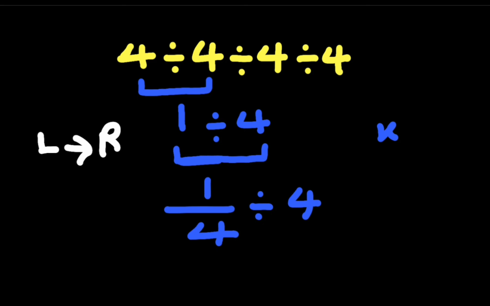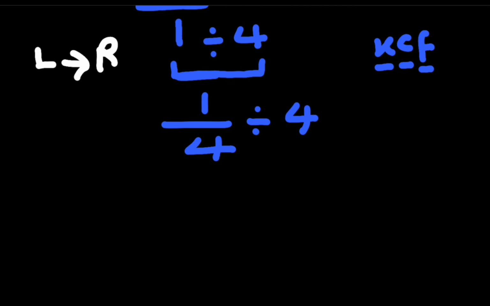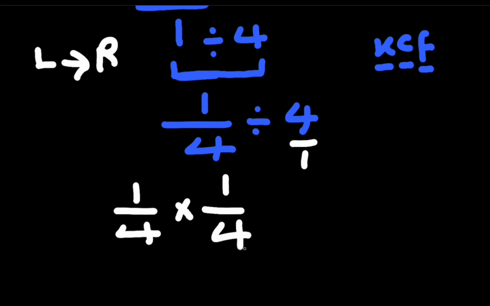According to the KCF, that is, keep first fraction, change division to multiplication, and flip the next fraction. So, keep first fraction 1 over 4, change division to multiplication, and flip the next fraction 4 over 1, 1 over 4. So, we have one fraction. 1 times 1 gives us 1, and 4 times 4 gives us 16. So, the final answer is 1 over 16.